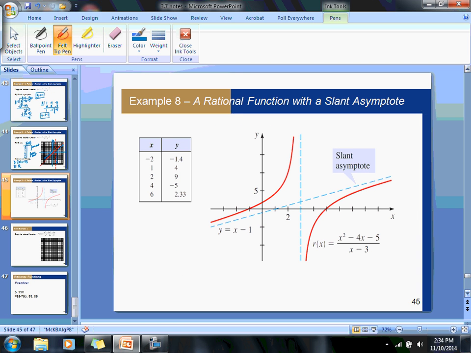Okay, so there's the book picture, and there again, they complete their table of values and have those values listed for you.